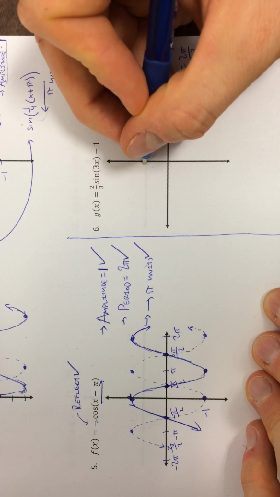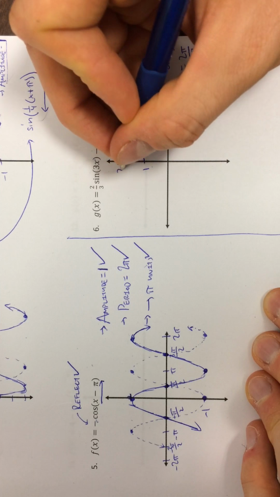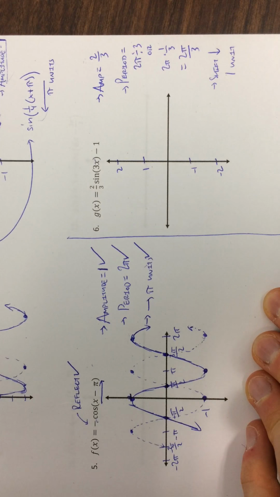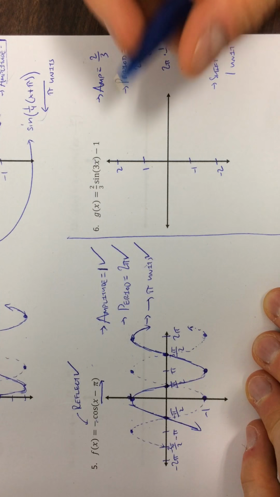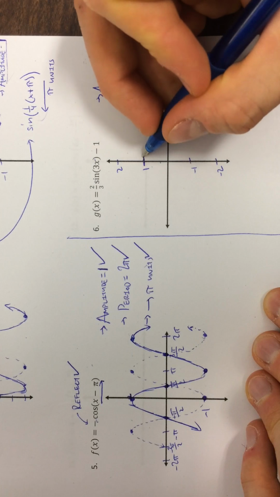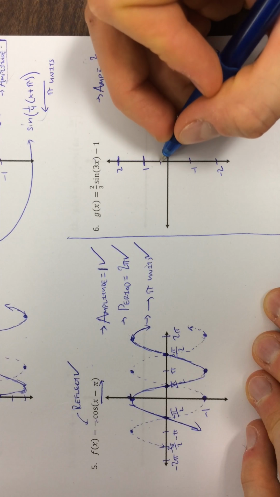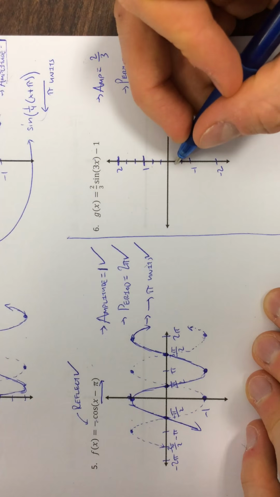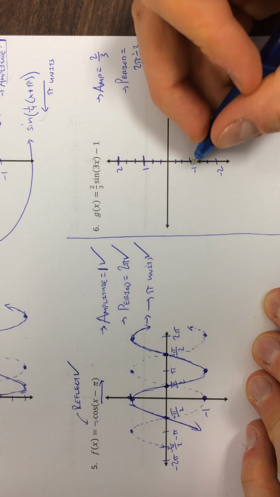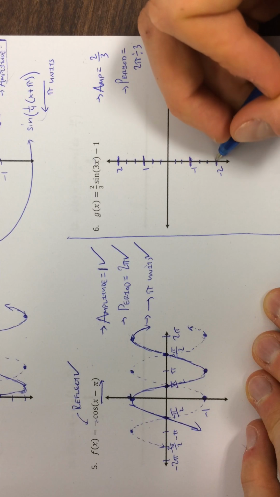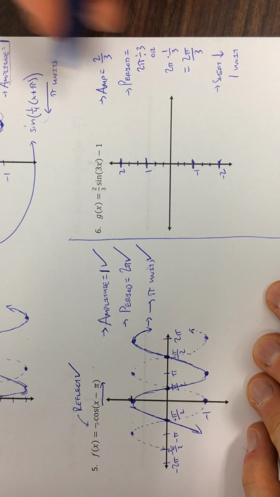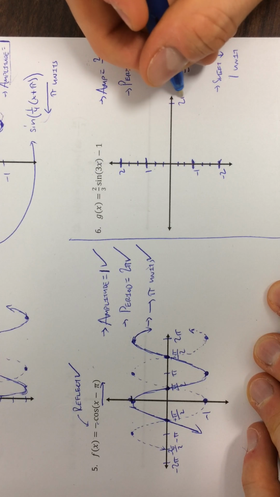So what I'm going to say is, let's say 1, 2, -1, -2. But our amplitude is 2/3. So I'm actually going to cut this. What might be helpful is to cut this up into thirds. And then let's deal with the period. So a period of 2 pi over 3.